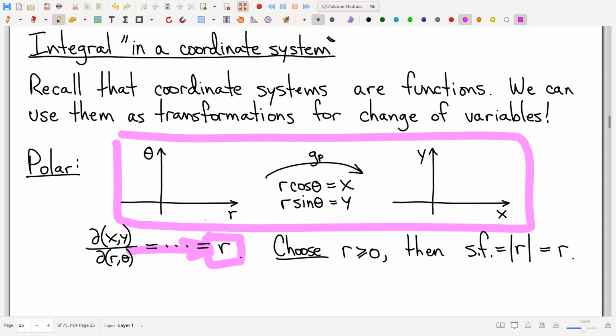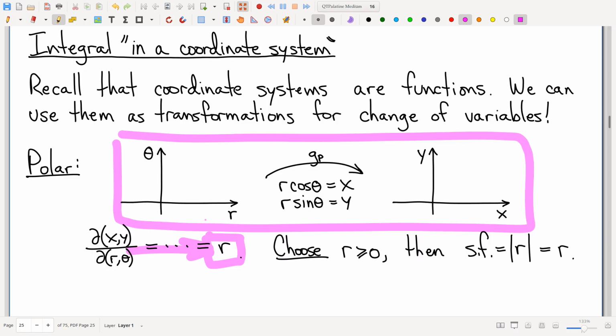This is so useful that we're not just going to use this Jacobian determinant here once. We're going to memorize this Jacobian determinant because we're going to be using this as a change of variables function just over and over and over and over again. Right? So make sure to remember that Jacobian determinant, r.